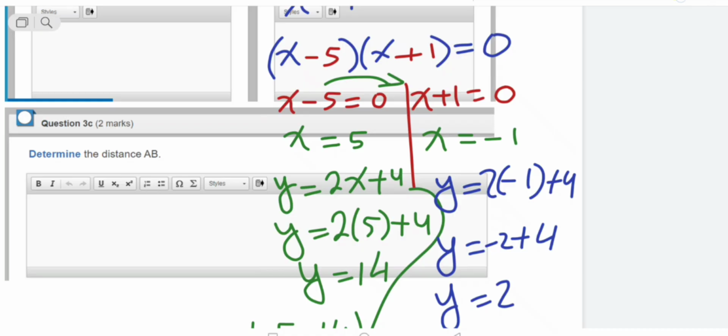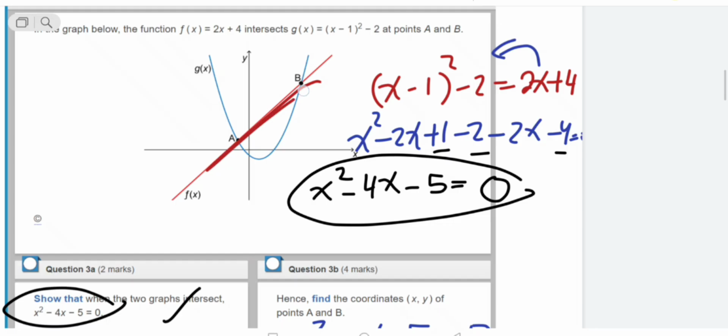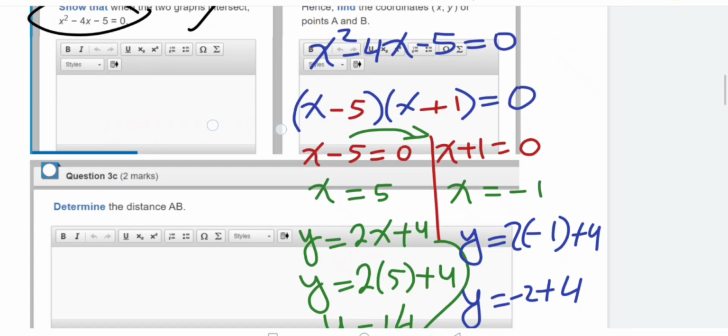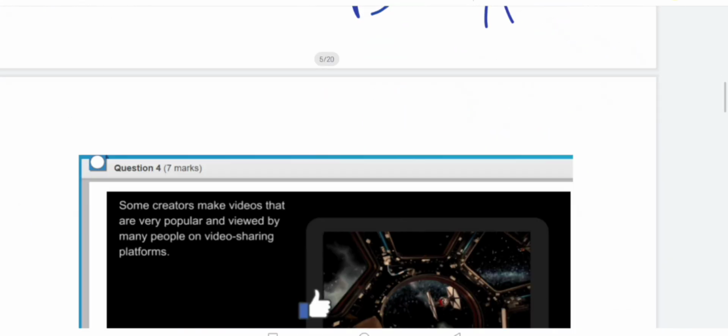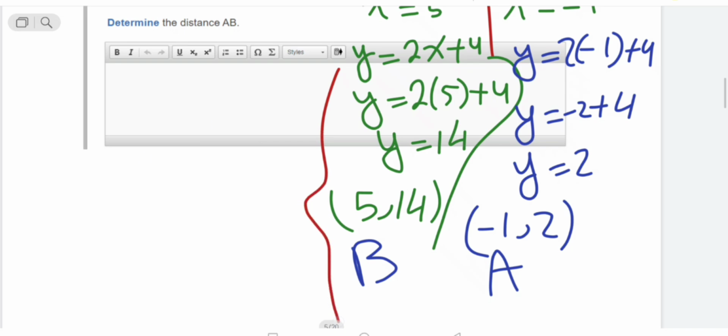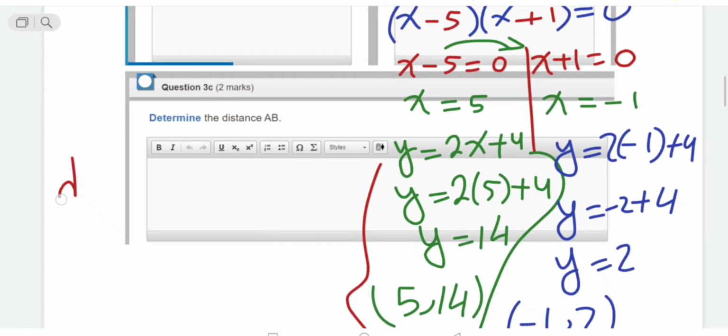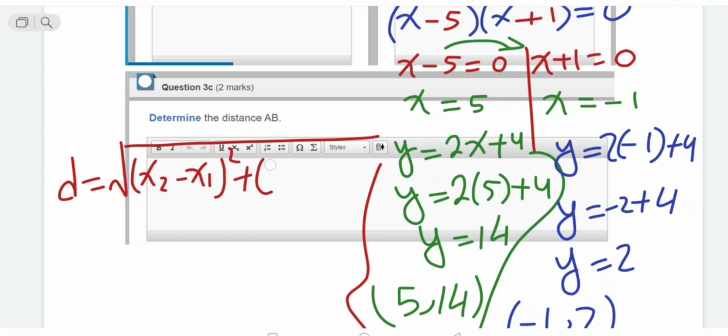Next, they are asking, determine the distance between A and B. How to find the distance? We should know the formula. What is the formula for the distance? Distance is equal to square root of (x2 minus x1) squared plus (y2 minus y1) squared.